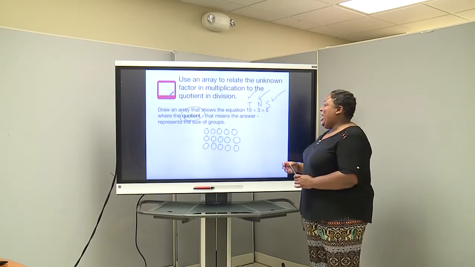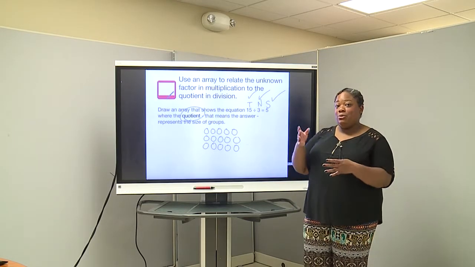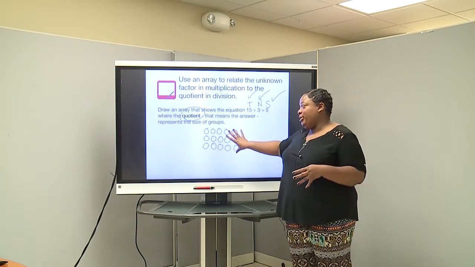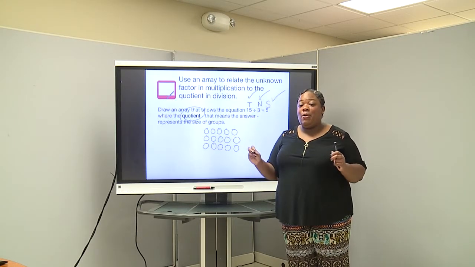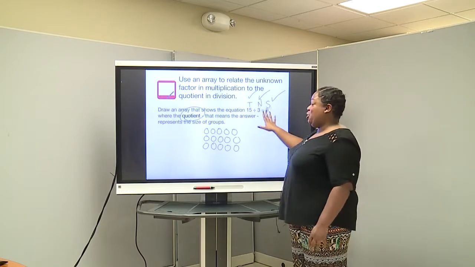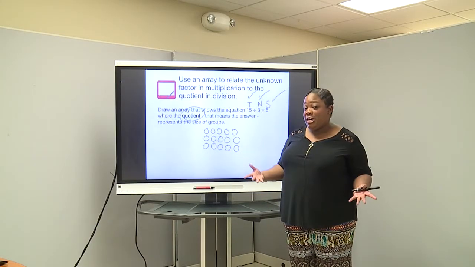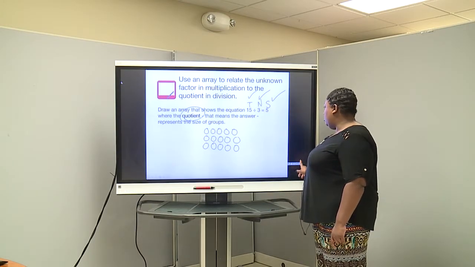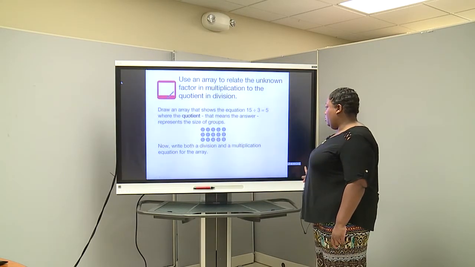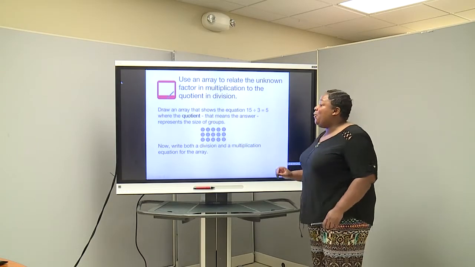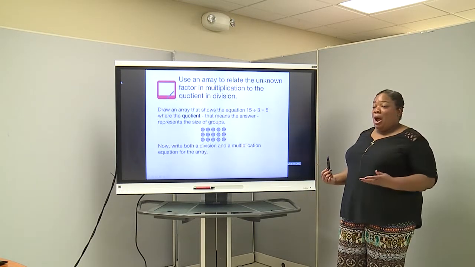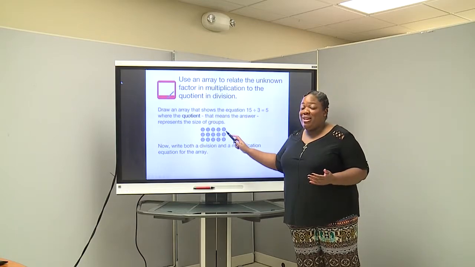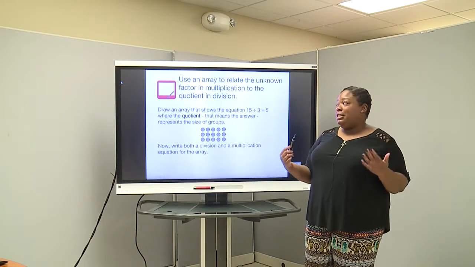So what we did first, we worked forward and we used the array to make division equations. Now we're using the division equations to make arrays, okay? Just like we did with multiplication. Now, with this array, we can also write a multiplication sentence.